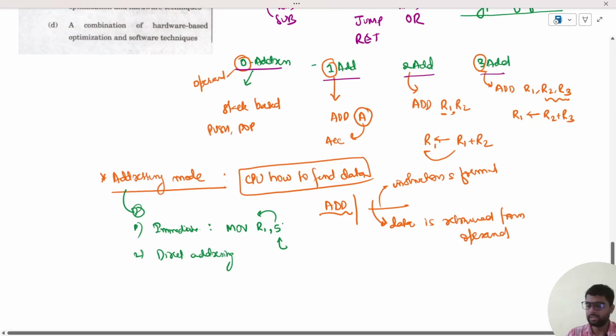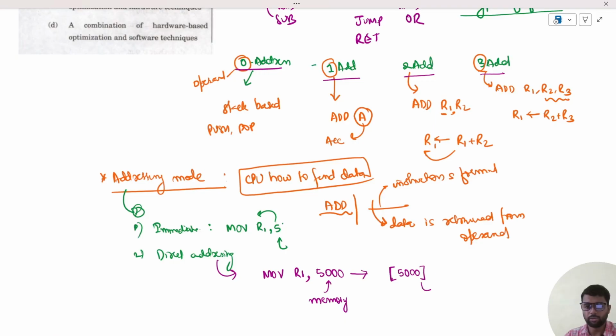Direct addressing. The example could be, in the direct addressing mode, you give move R1, 5,000. This means that this is a direct memory location, and whatever is stored in that memory location, you copy the content from that memory location and put it into R1. This is called direct addressing.